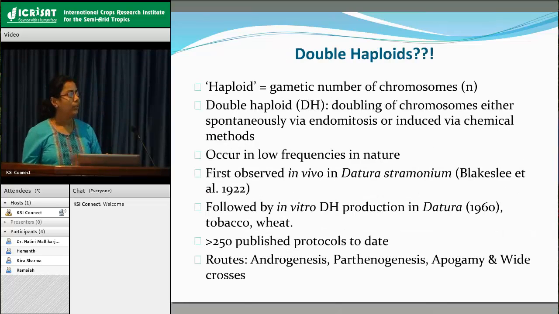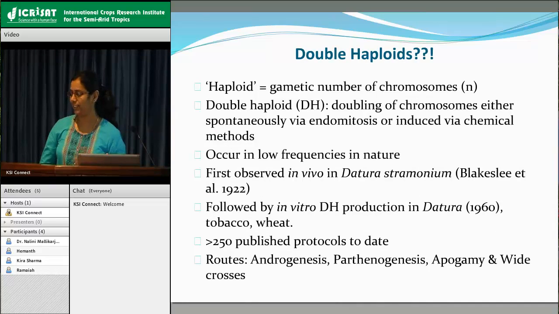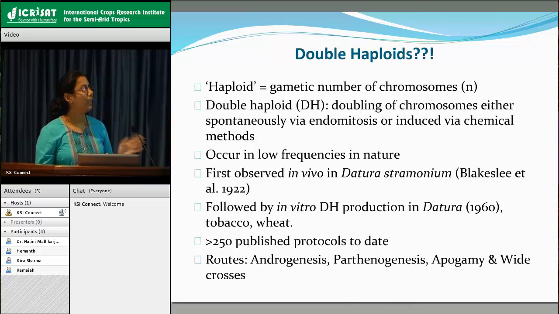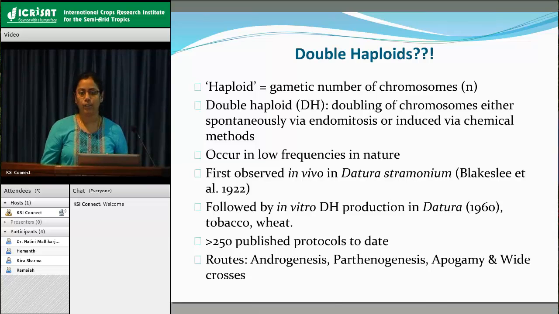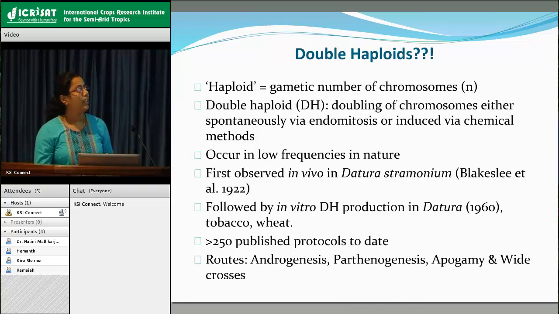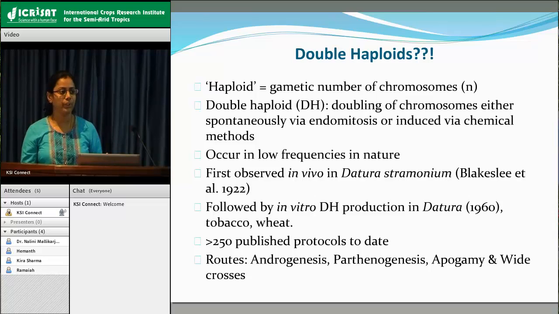So I would not go into the details of double haploids as everybody is aware of them, but as a brief introduction, haploids are any cell or organism which has gametic number of chromosomes, and you get double haploids by simply doubling the chromosomes, which could be either natural, that is by endomitosis, or by chemically induced methods, say using colchicine. But double haploids in nature occur in very low frequencies, and they are usually abnormal phenomena. So they are not much of a use to breeding methods in natural conditions.